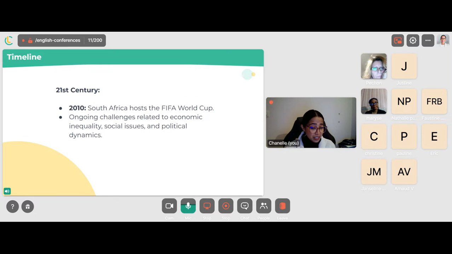In the 21st century, we see South Africa in 2010 hosted the FIFA World Cup. And we have ongoing challenges related to economic inequality, social issues, and political dynamics.